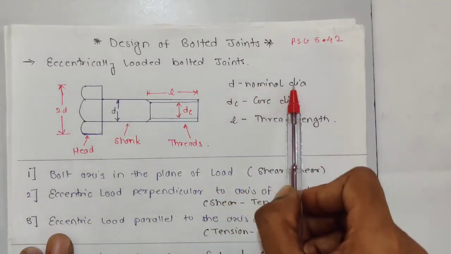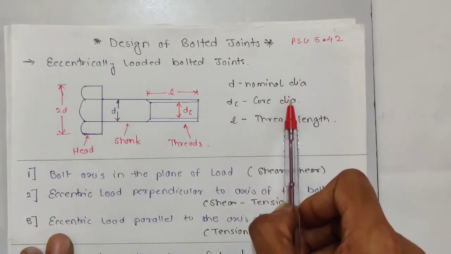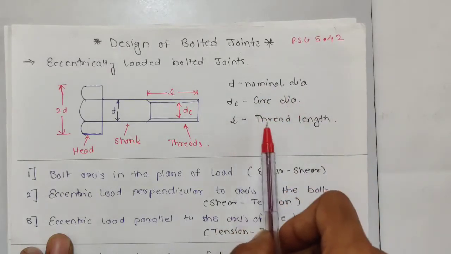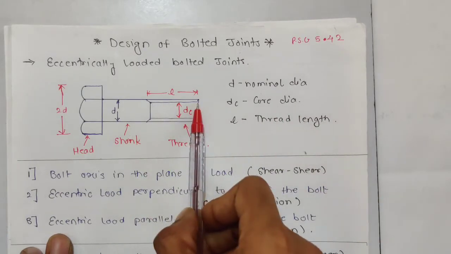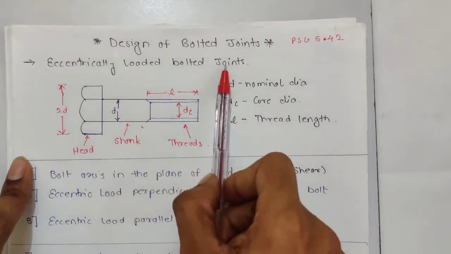D is called the nominal diameter or outside diameter of thread. DC is the core diameter or inside diameter of the thread. L is the thread length. Now the heading is eccentrically loaded bolted joint.